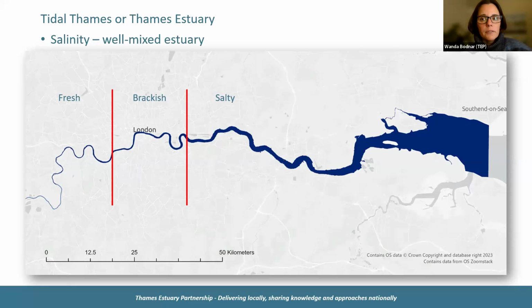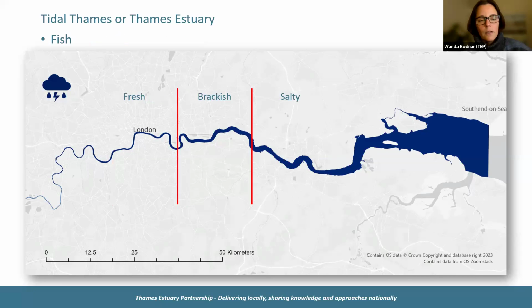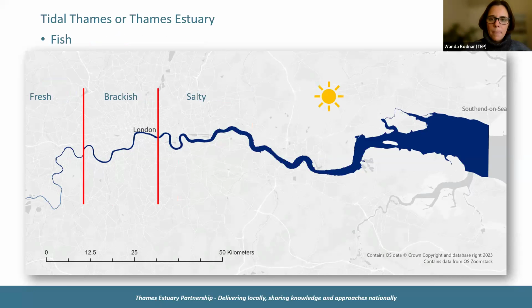In terms of the overall distribution of fish species, their presence will depend on whether they are freshwater or marine species and how much they can tolerate brackish water. And this is very much governed by how much fresh water flows into the estuary from upstream. So for example, during periods of increased precipitation, the freshwater zone can be pushed further downstream. Or during periods of drought, salty water can penetrate further upstream. This, of course, also makes the Thames Estuary an extreme environment for fish.